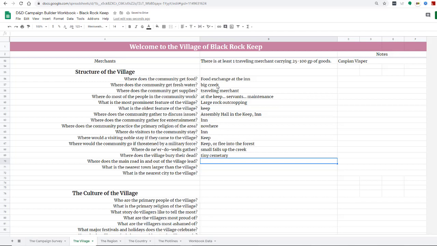This also, if you have undead scenarios, it's good to know where the threat of the undead is going to come from.